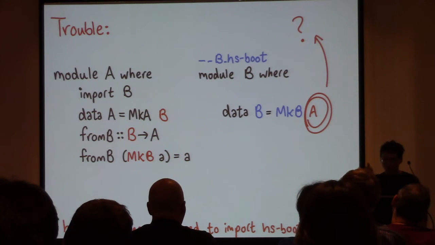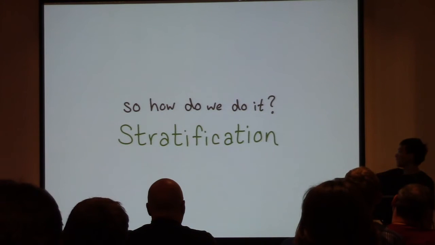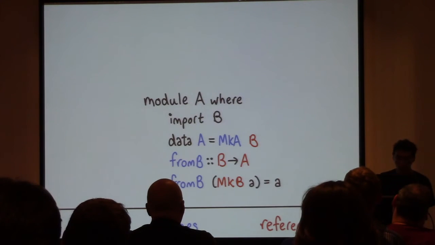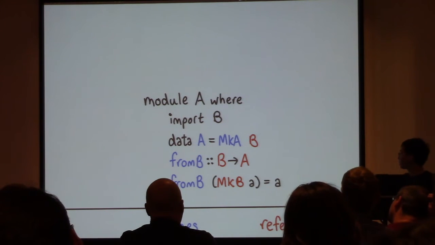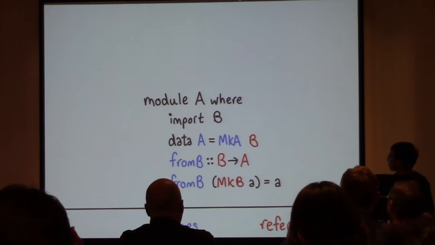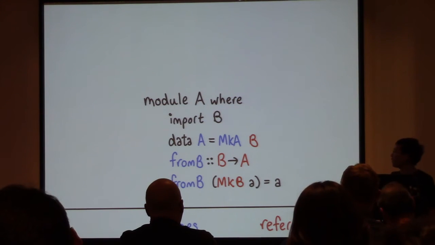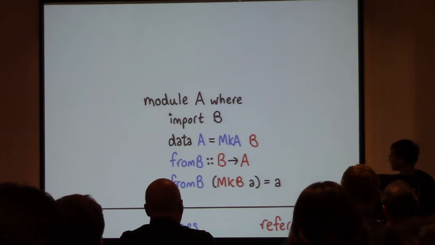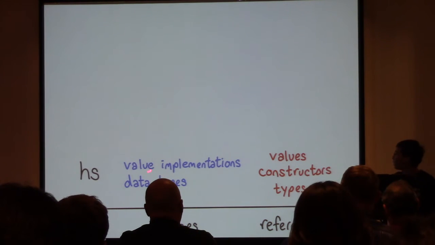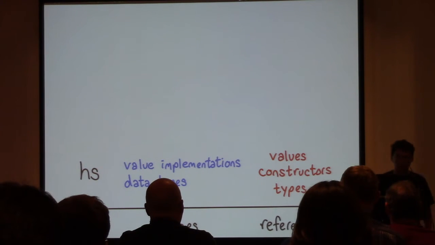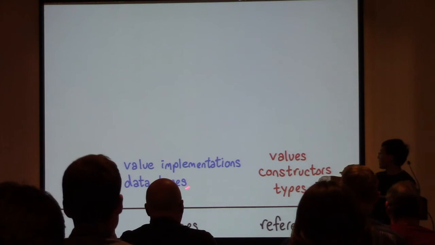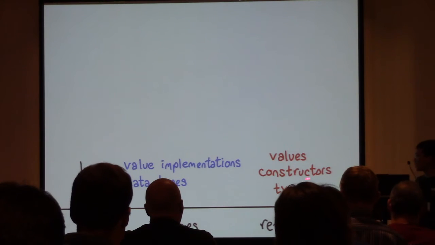So what are we supposed to do? Let me tell you the answer. The answer is stratification. I want to make a comment about the types of declarations that are in modules. In module A, we have a bunch of different types of things. We have value implementations, which are basically x equals and then some number of constructors and variables and other good things. And we also have data type declarations. These implementations and data type declarations refer to values, constructors, and types.